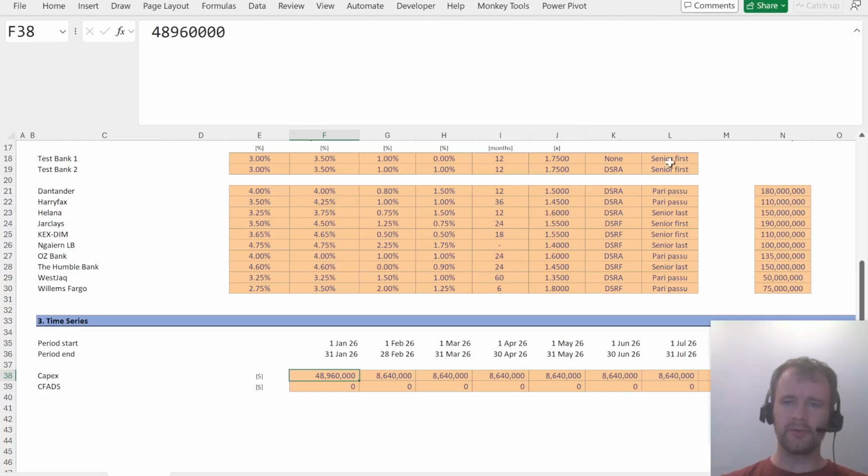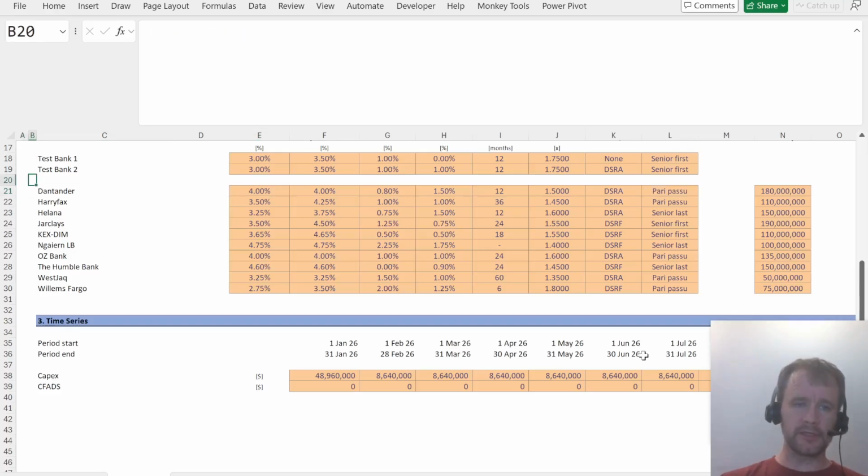The three different options are senior first, basically meaning you fund these capex amounts plus any capitalized interest and fees like the arrangement fee and commitment fee from senior debt until you max out the senior debt, and then pay everything from equity after that until the end of construction. Or senior last, meaning you pay from equity until you're ready to do everything else from senior debt. And then pari passu, meaning they pay equal shares. So it could be 50-50 or 75-25 coming from debt and from equity.